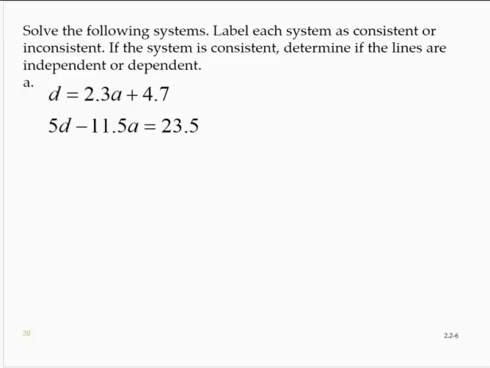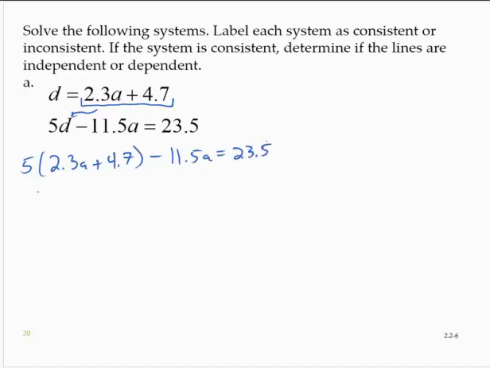I'm going to use the substitution. Since I immediately see that d is isolated in the first equation, I will use the 2.3a + 4.7 to substitute into the other equation of the system. So I would have 5 times (2.3a + 4.7) minus 11.5a is equal to 23.5.